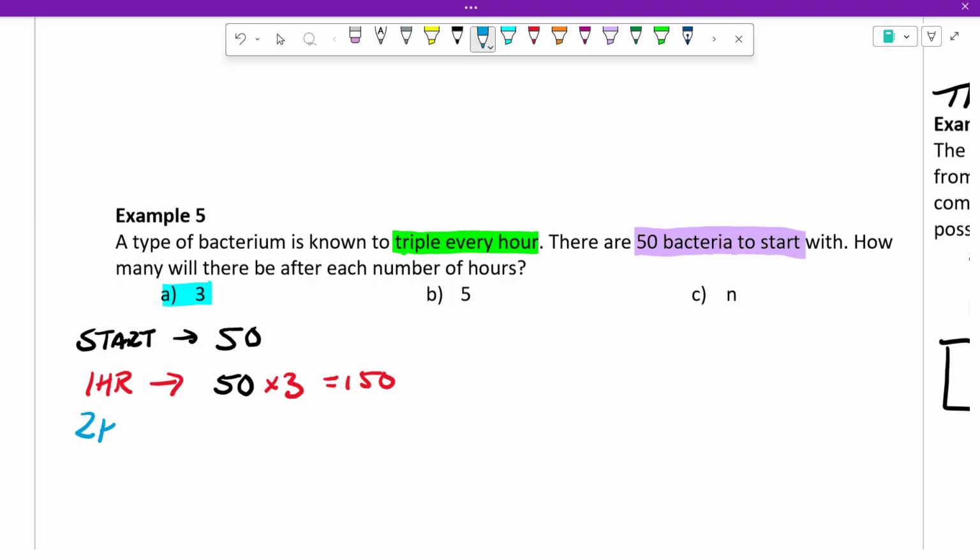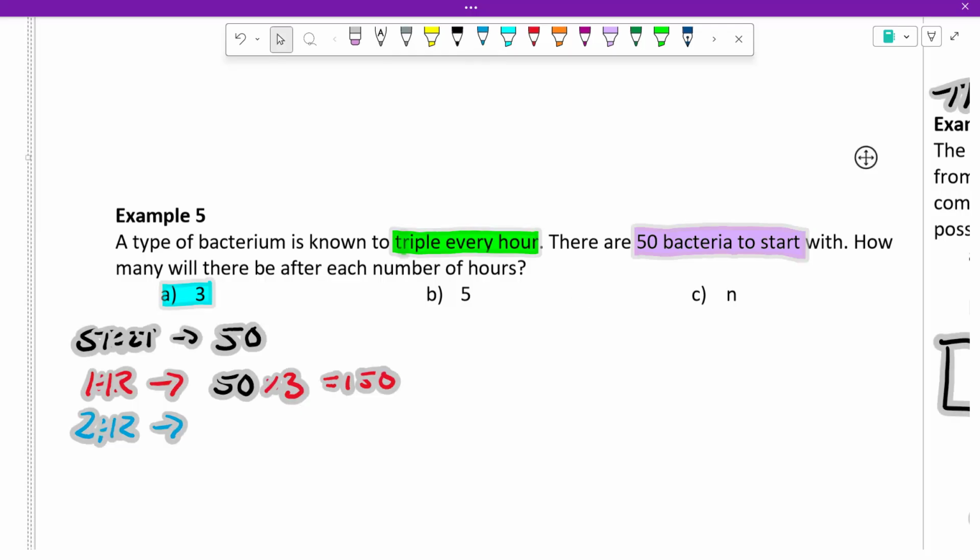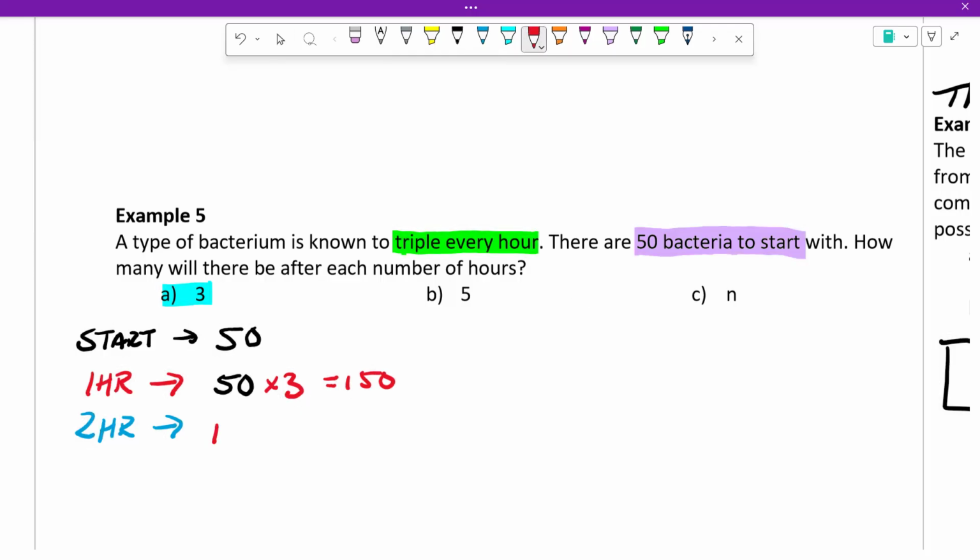Then another hour passes by. So we're at the 2-hour mark. How many bacteria do we expect there to be? 450, right? We take our previous population of 150 and we just triple it.